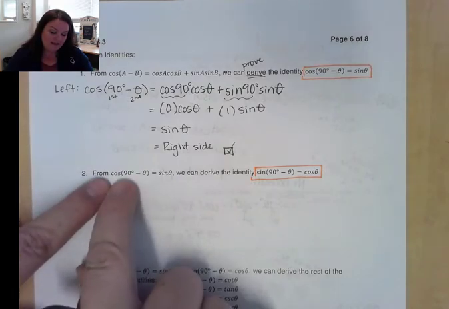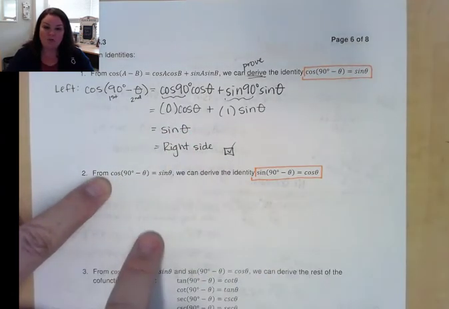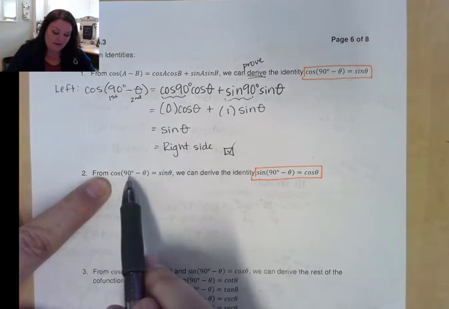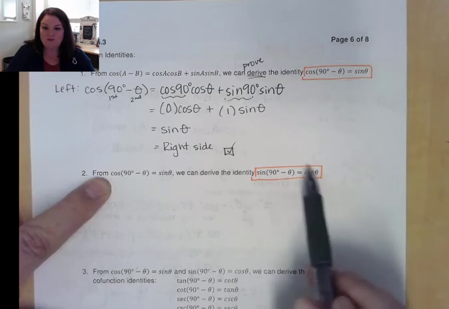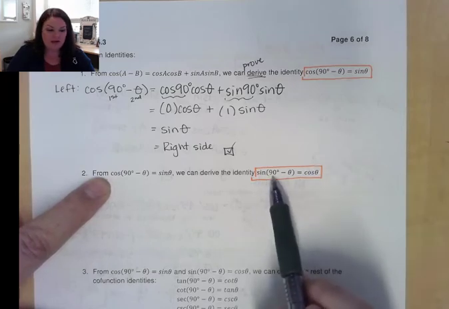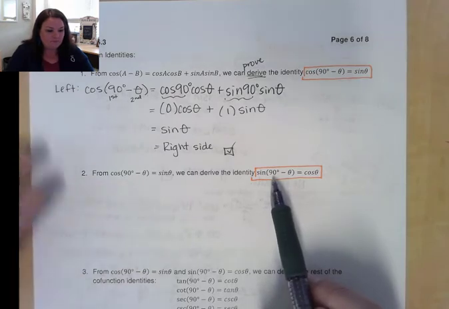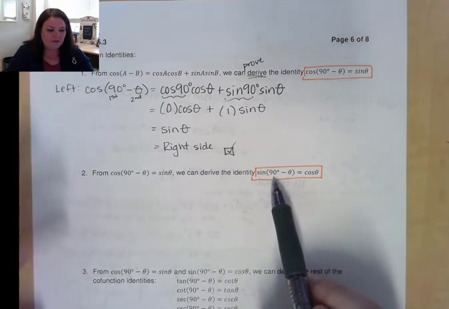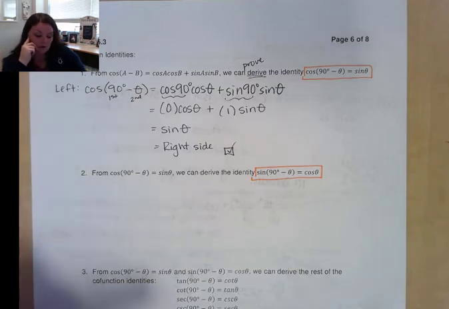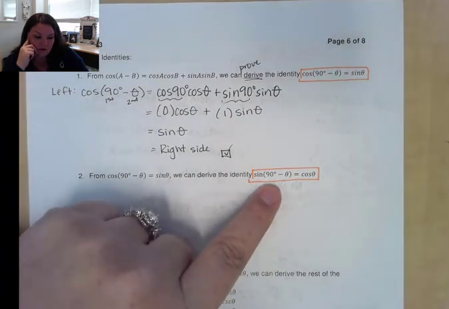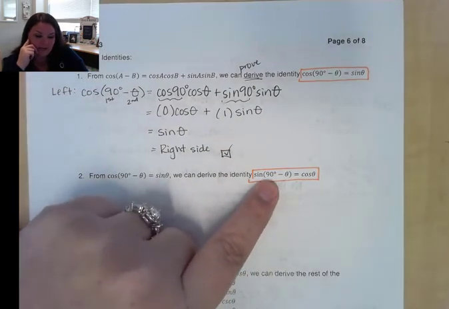So we're going to take this identity that we just proved in part 1. We're going to use the cosine of 90 minus theta equals sine theta in order to derive this one. Okay, so this is what we're trying to prove. So I'm going to go ahead and start with, let's see. What do I want to start with here? I want to find sine of 90 minus theta.